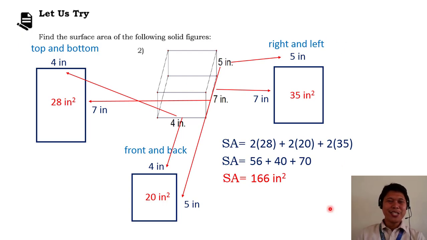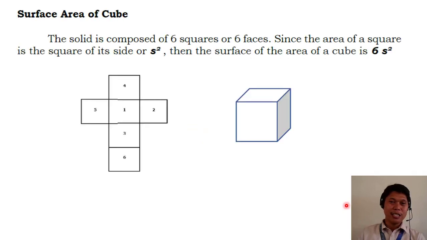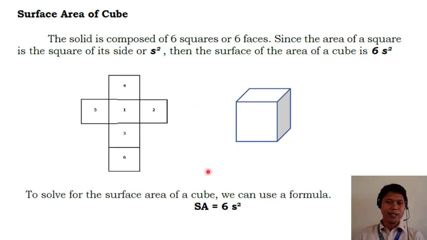Okay, so this time we are going to proceed to the Let Us Study activity of your module. So we have the surface area of the cube. We are going to discuss each of the solid figures. First we have the cube. A cube is composed of 6 squares, or 6 faces. Since the area of a square is s squared, we simply use the formula 6s squared. So the surface area is 6s squared.